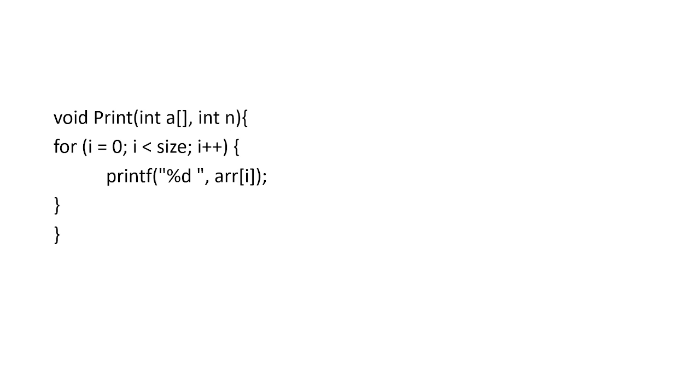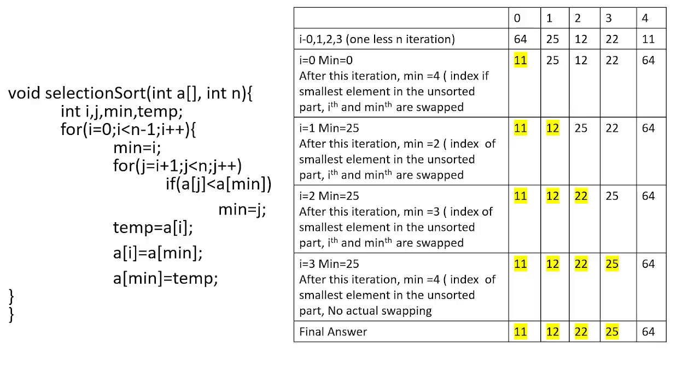Now, for the purpose of printing before sort or after sort, you can use a routine like this. This is the logic. Assume that you are given 5 data items: 64, 25, 12, 22, 11, with index 0, 1, 2, 3, 4. Here the n value is 5. In this selection sort algorithm, you have to repeat this n minus 1 times. It is always 1 less than n.